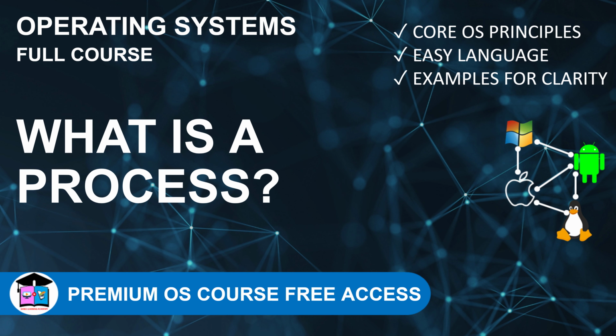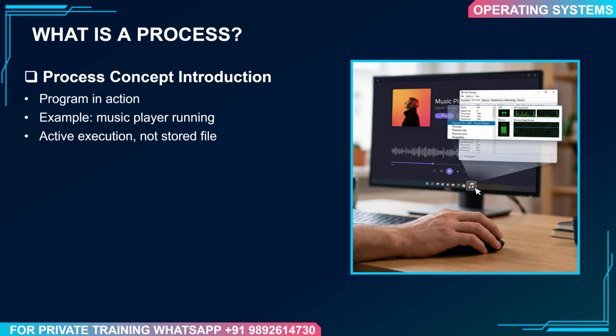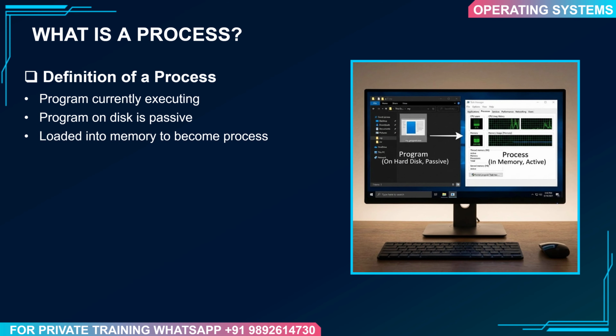Let's simplify processes in operating system. To understand what a process is, let us start with something very familiar. Imagine you double click on a music player app. The app opens, plays songs, responds when you pause or change tracks, and then closes when you exit. All of this activity is not just the program sitting on your disk, it is the program in action. In operating system terms, that program in action is called a process. So, in simple words, a process is a program that is currently being executed.